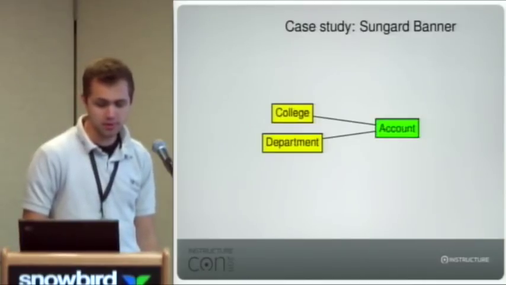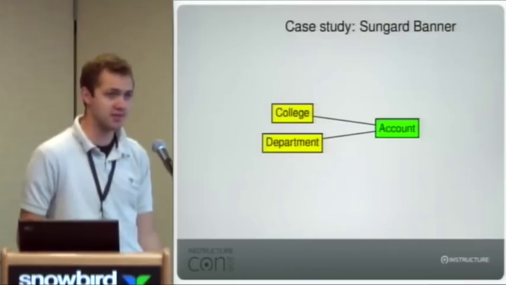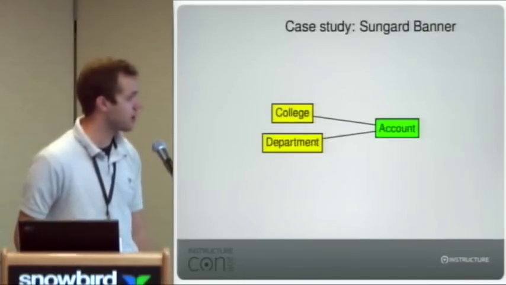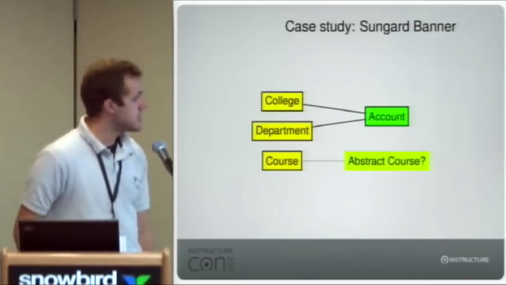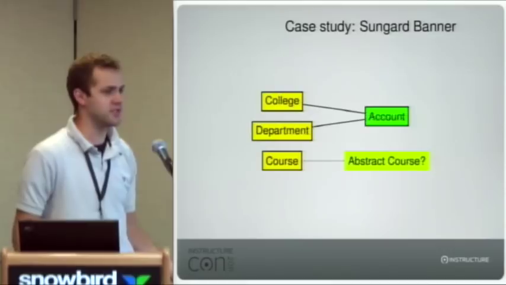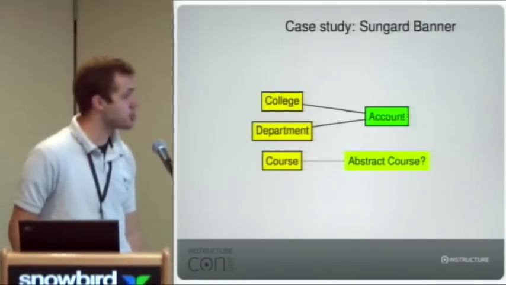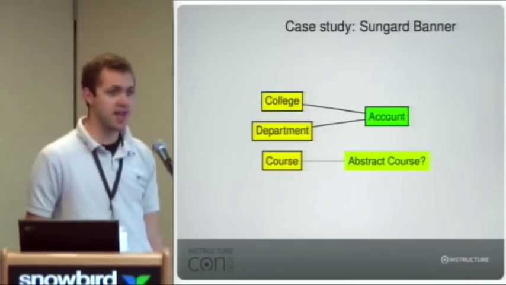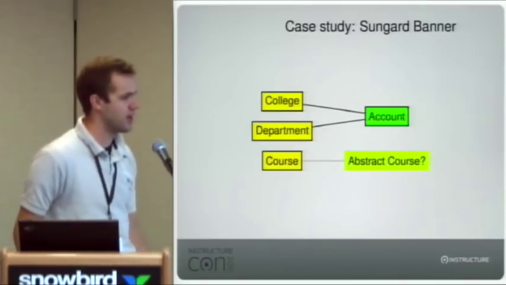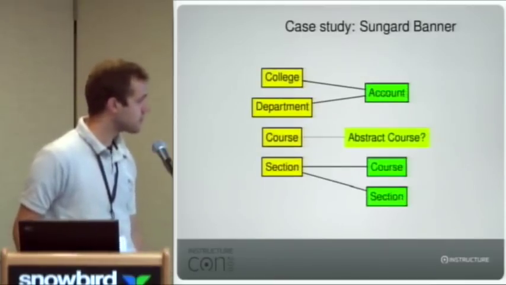Colleges and departments are things that Banner has. Those were easy. Those are both accounts in Canvas. So Canvas accounts, Banner college, department, that was easy. Courses, well, they're folders. They're really collections of courses as far as Canvas courses. So we're considering adding an abstract course type in Canvas, but that's not something we have exposed to the user yet. So we'll come back to that one.